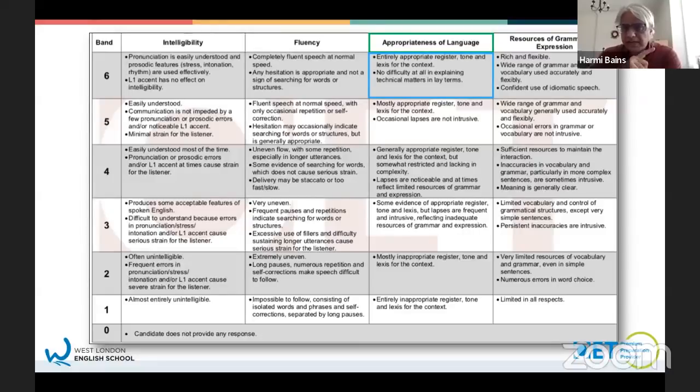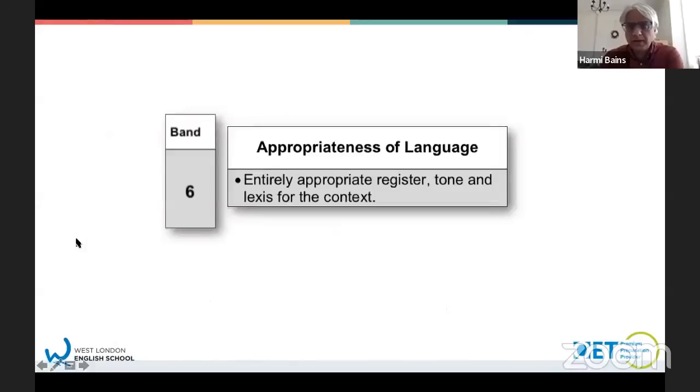And I've just highlighted the top band. So what I'm going to do is zoom in here. This is what it says for appropriateness of language. It says entirely appropriate register, tone, and lexis for the context. So that's quite interesting. Appropriate register, tone, and lexis.